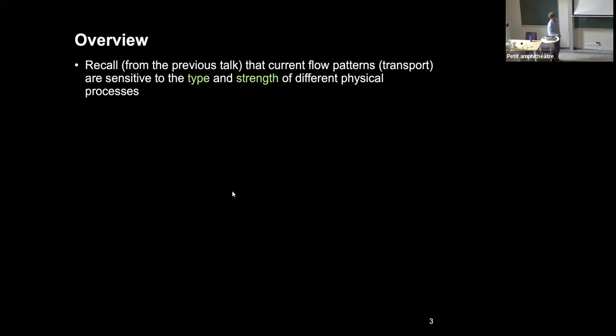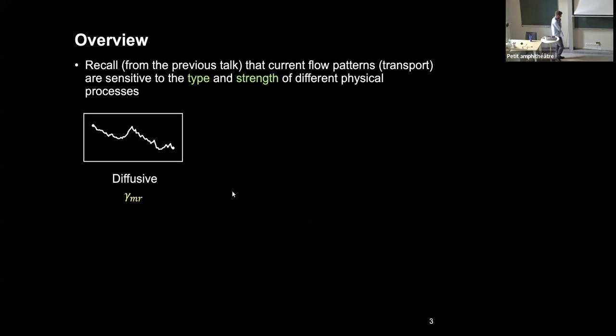So to get into it, let's try to remember from the previous talk this morning that various properties of transport, including current flow patterns, can be extremely sensitive to the strength of various types of physics that are happening in a device, and also on the type of physics that is happening. In particular, we might roughly try to categorize these into different regimes.